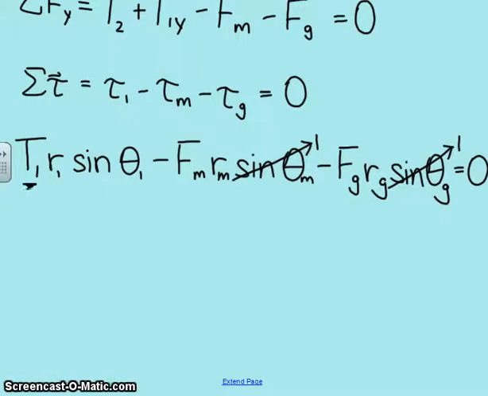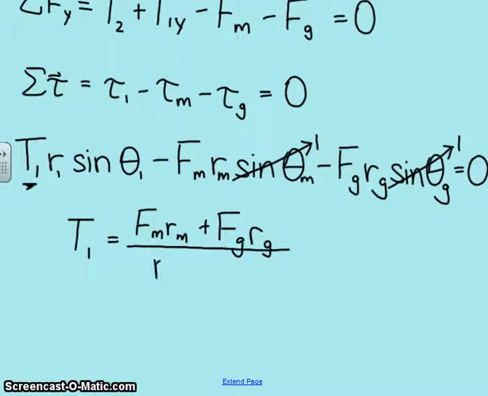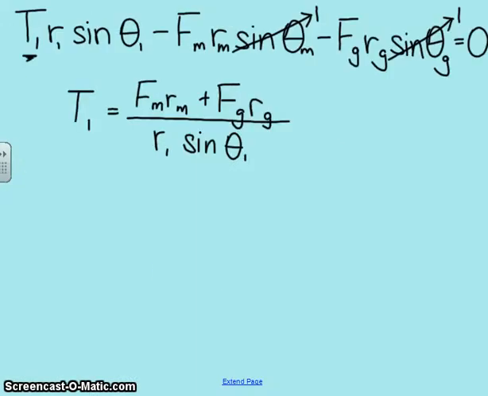T1 is my only unknown variable in this equation. I know each of these radii, and I know this angle and those two forces. So I can solve for T1. And when I do that, I get T1 is equal to Fm Rm plus Fg Rg divided by R1 sine theta 1. So I now can go ahead and plug some numbers into this equation, and I will have solved for one of my unknowns.